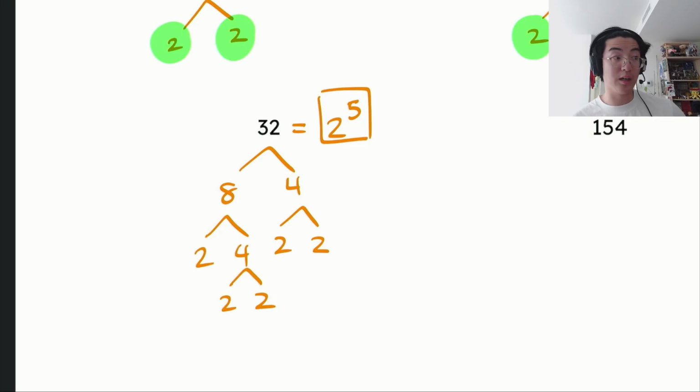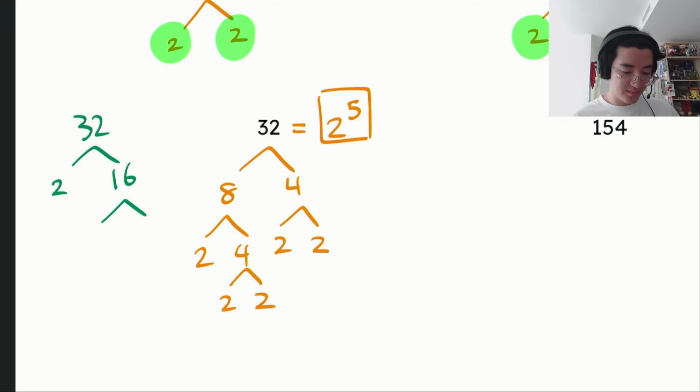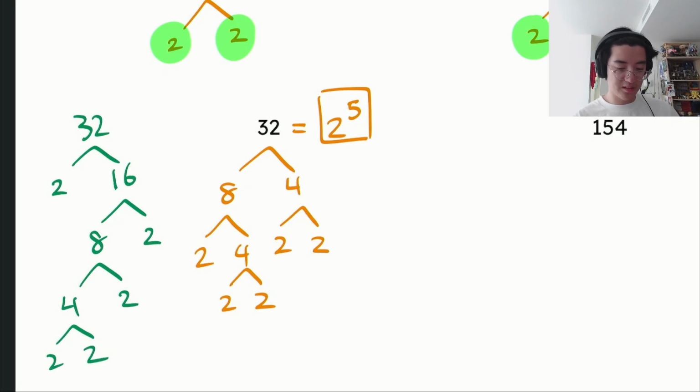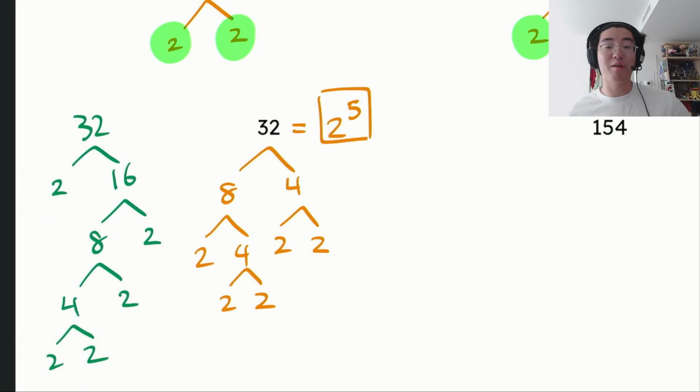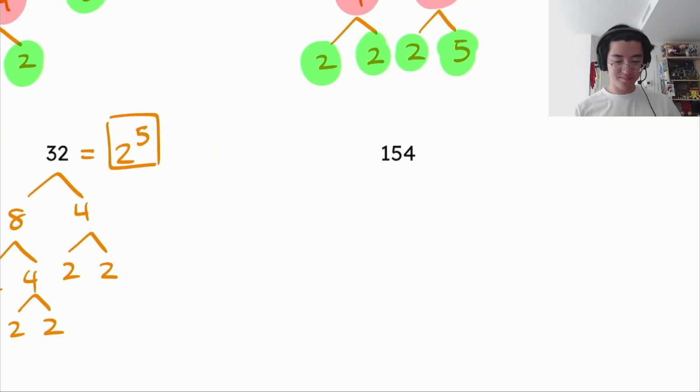It actually doesn't really matter what number you pick first, right? If you realize, oh, instead of 4 times 8, it's also 2 times 16, we can still get our factor tree from here. 16 we know is 8 times 2, which is 4 times 2, which is 2 times 2, right? So it's also 2 to the power 5. So it doesn't really matter how you divide it, you'll get to it eventually.